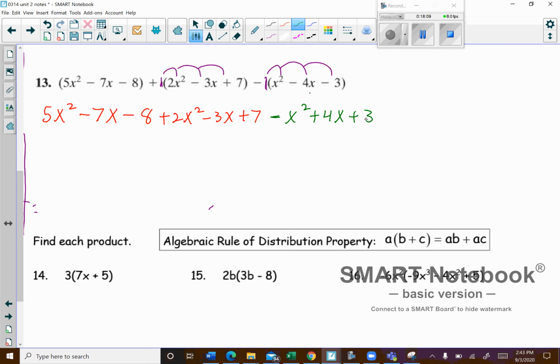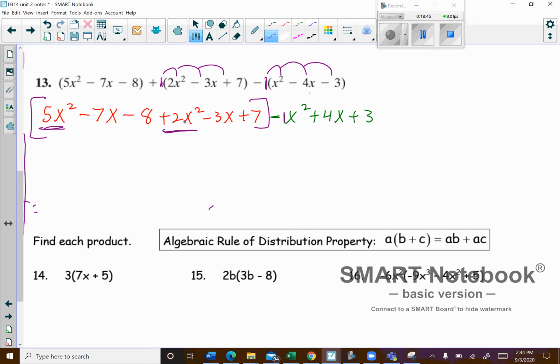Okay, so depending on your comfort level, you could combine all your x squares at once if you want to. If you're like, okay, 5 plus 2 minus 1, if you're comfortable with that, great. If not, you can break it up into smaller steps and just focus on this part real quick. And that's what I'll do just to make sure I don't want anybody to get confused. But if you wanted to, you could combine all 3 like terms at the same time. But I'll do 2 at a time.